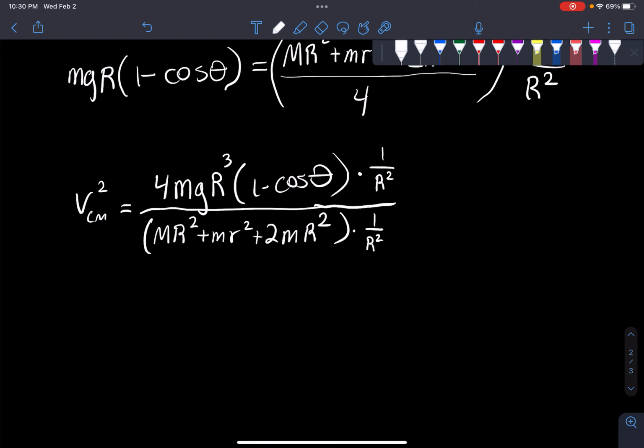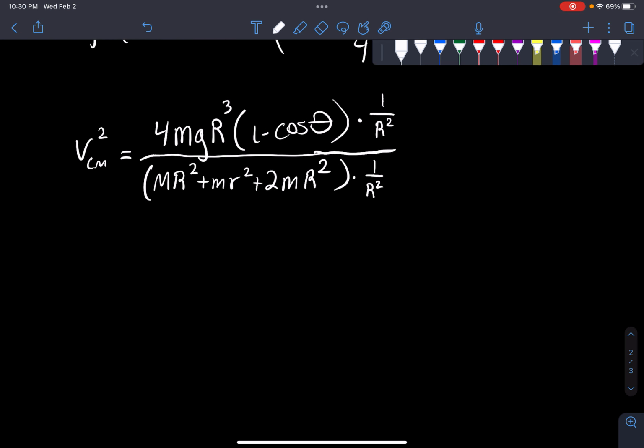Okay, so we get 4mg and then just r, because this r squared cancels with that. And then we still have a 1 minus cosine theta.